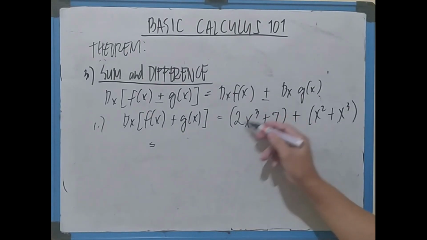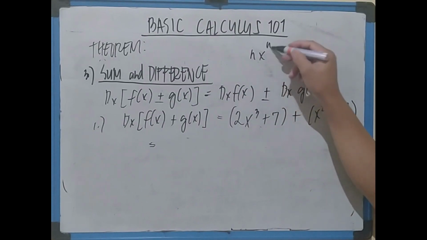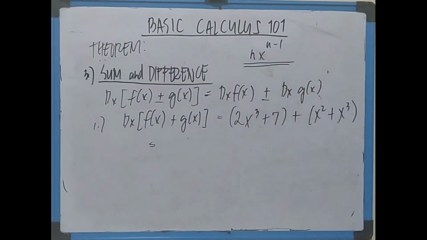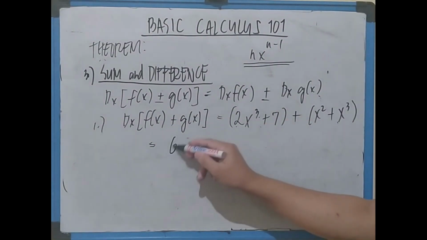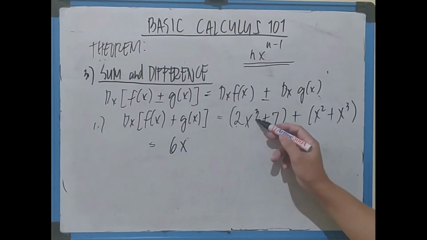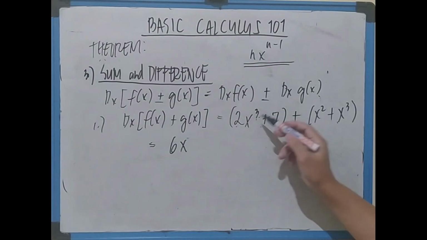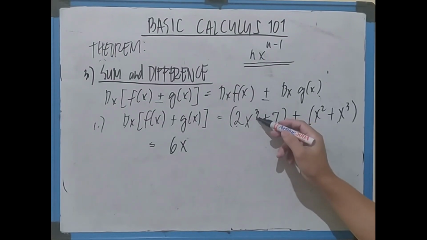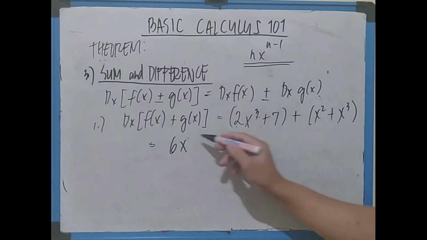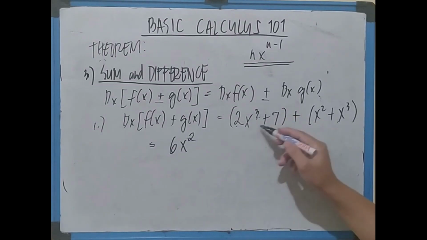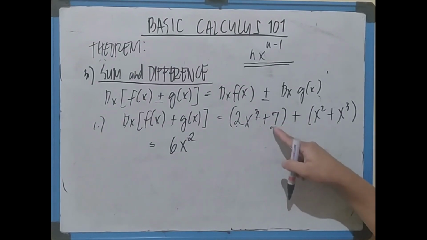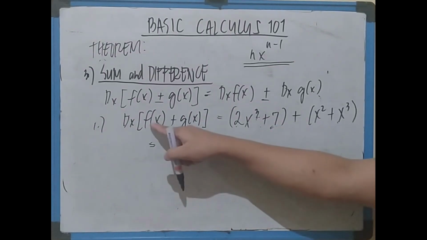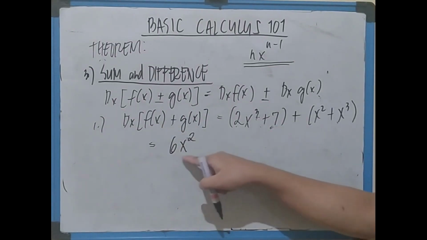So, get the derivative using nx raised to n minus 1. We use this because that is the shortcut. So we have 3 times 2 is 6, then x, then we subtract 1 from the exponent. Since this is 3, minus 1 will be 2. Since this is 7, a constant, the derivative of a constant will be 0. Okay? So, the derivative of f of x here is 6x squared.